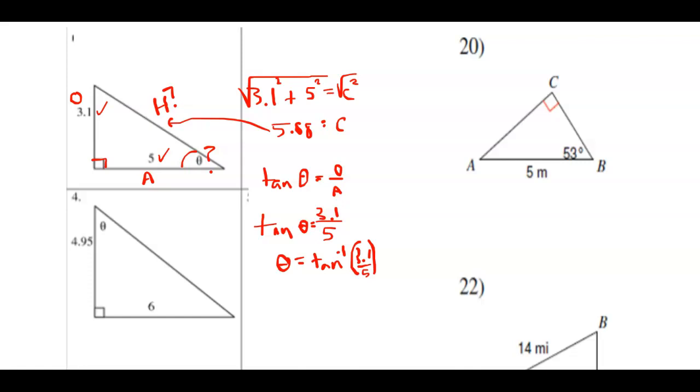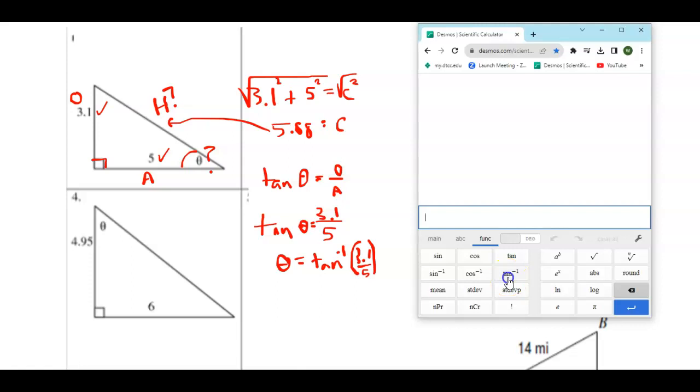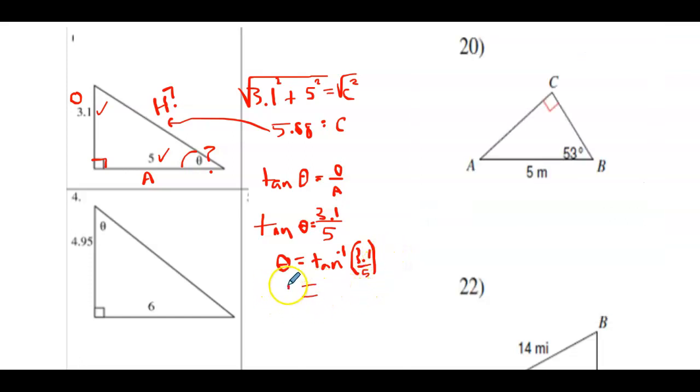So you're going to do that in the calculator, so you just have to set that up. So I'm going to go to functions here, and I want the inverse tan, or the arctan, of 3.1 divided by 5. And I'm going to close that up. All right, and then it says it's 31.79, and that is the correct answer. So theta in this problem was 31.79, and that would be degrees.